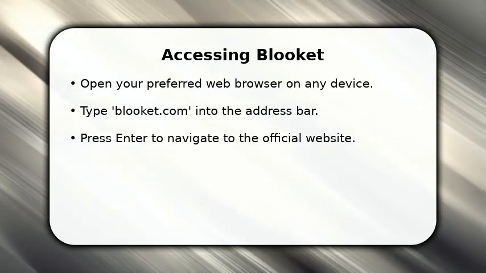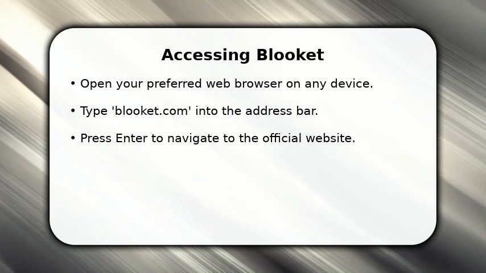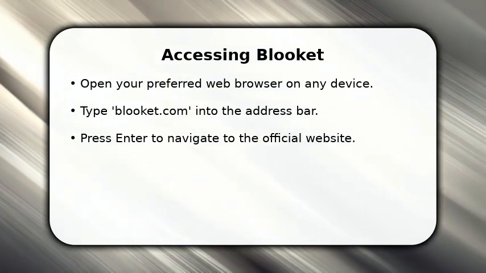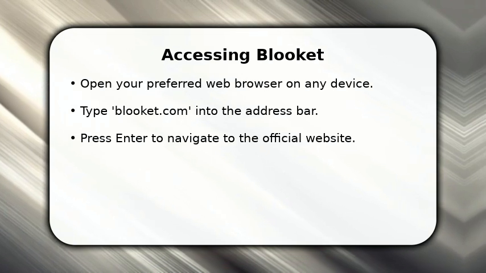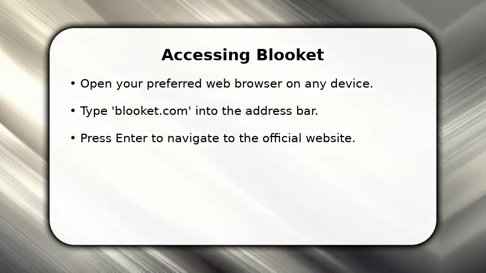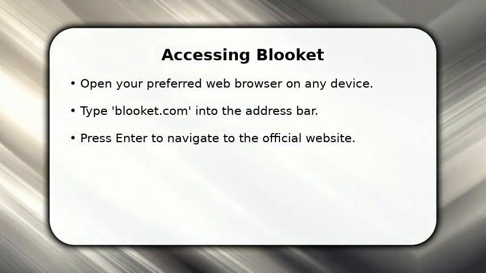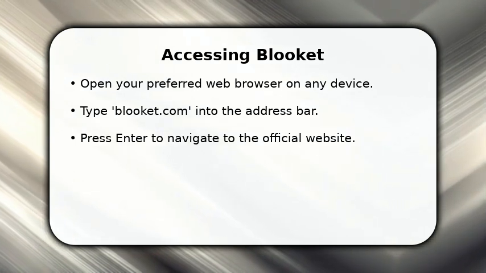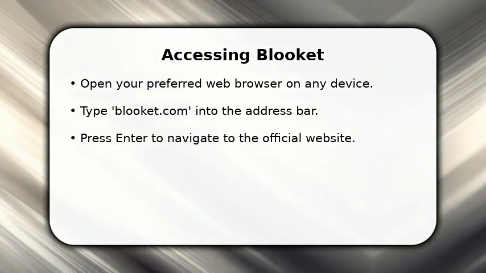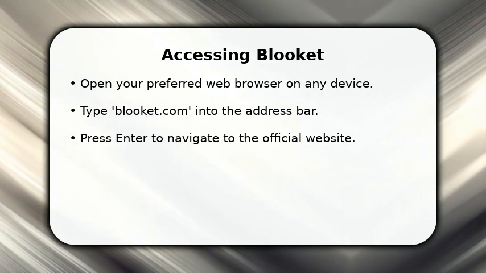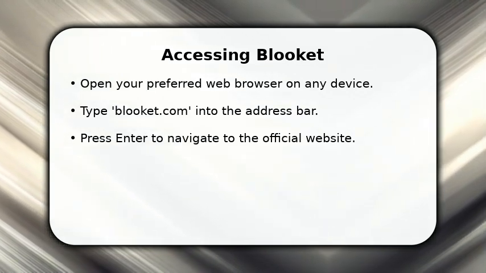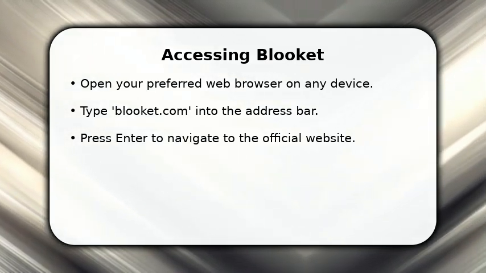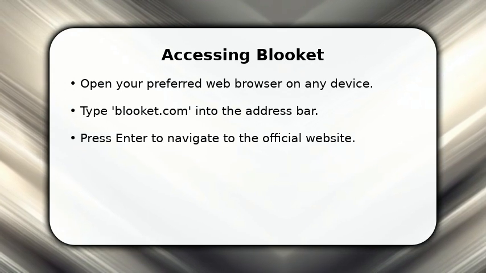In this video, I will explain how to get to Blooket.com. First, open your web browser like Chrome or Safari on your computer, tablet, or phone. Then, locate the address bar at the top of the browser window. Carefully type Blooket.com into this bar. Double-check your spelling to ensure accuracy. Finally, press the Enter key on your keyboard or the Go button on your mobile device to load the website.